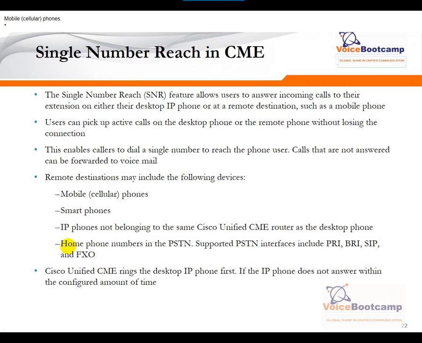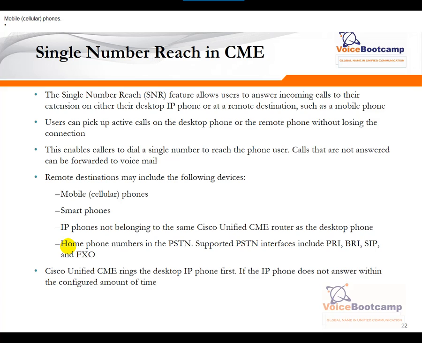to register. The next topic is called single number reach. Single number reach is a feature that allows users to answer incoming calls to their extension, either on their desk phone or a remote destination such as a mobile number. Users can pick up an active call on a desktop phone or a remote phone without losing the connection. Now, this feature allows callers to dial a single number to reach the user, whether they are in the office or on their cell phone while they're traveling.